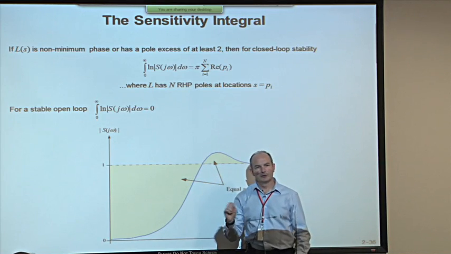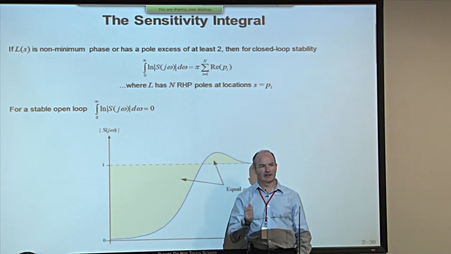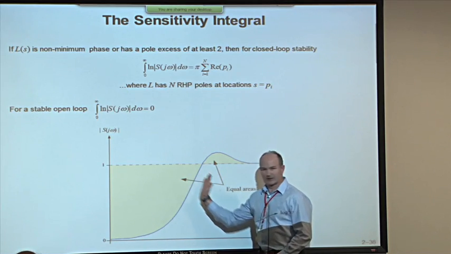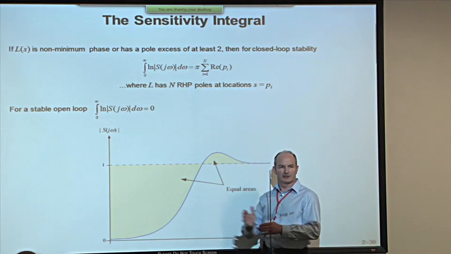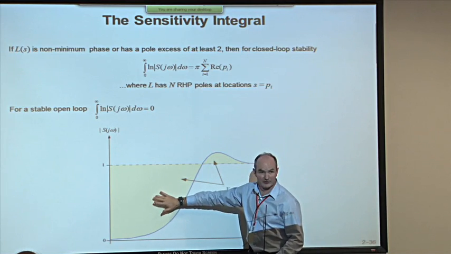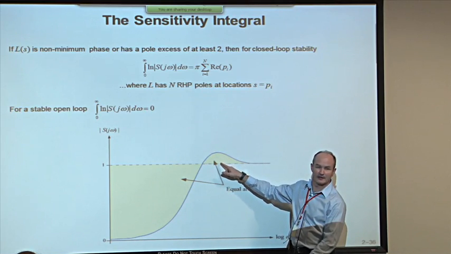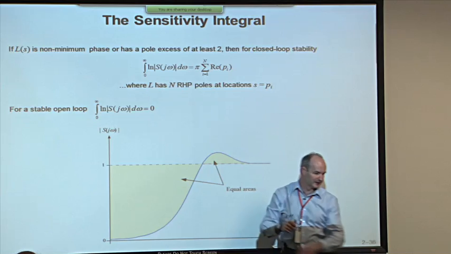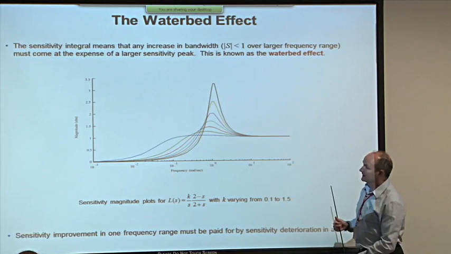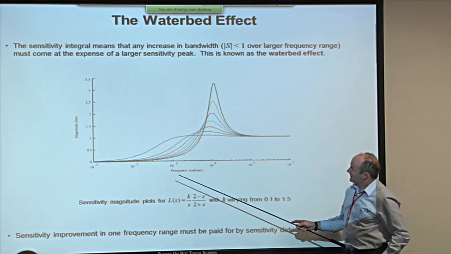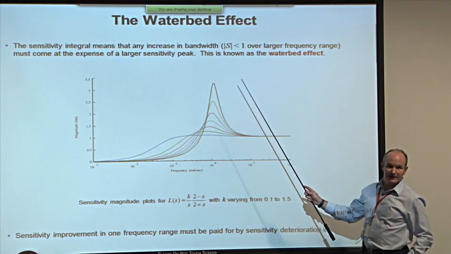So if you try to tune a system by just changing the gain of it, what tends to happen is you increase the bandwidth. You can increase the bandwidth by pushing the sensitivity function out. So this area increases, but as it increases, so must that one. And the only way that that can happen is that the peak increases. This is what happens as you try to increase the bandwidth of a system by just increasing gain. It goes by the name of the waterbed effect.